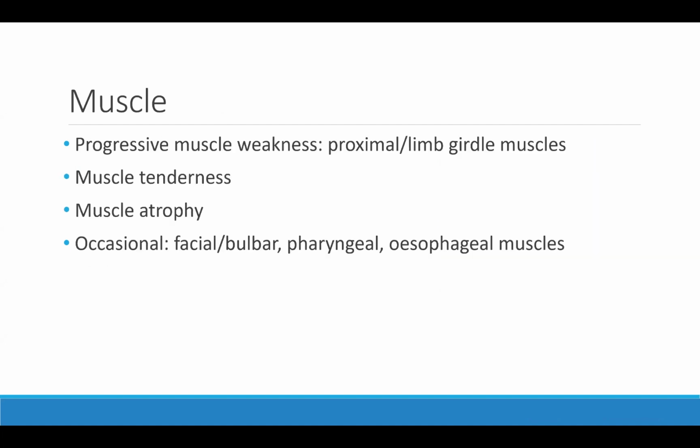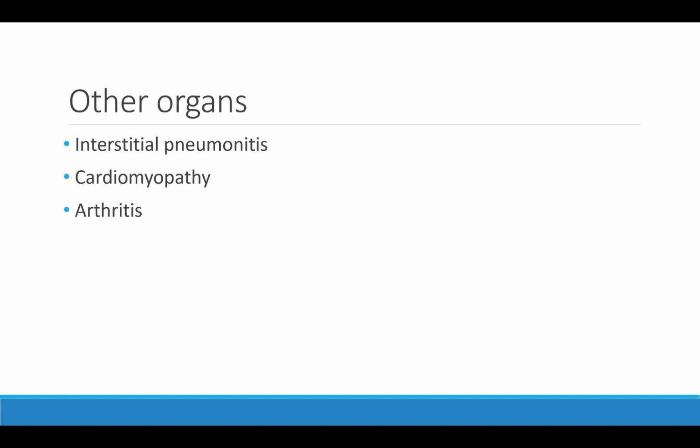For muscle involvement, patients present with progressive muscle weakness affecting the proximal or limb girdle muscles. They can also have muscle tenderness or muscle atrophy. Occasionally, this can affect the facial or bulbar muscles, pharyngeal or esophageal muscles. Other organ involvements include interstitial pneumonitis, cardiomyopathy, and arthritis.